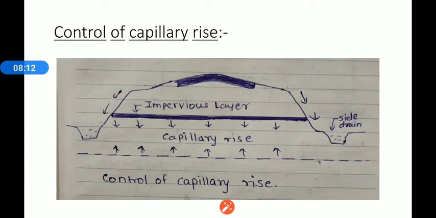In that, the impervious layer is provided for the prevention of capillary rise, so that the water cannot rise high and does not damage the road structure. So control of capillary rise is also shown in the picture. Sometimes granular material is also used for the impervious layers, and side drains are also provided.